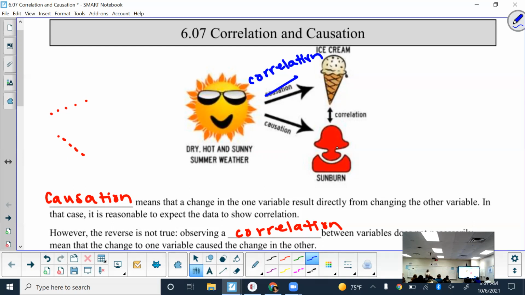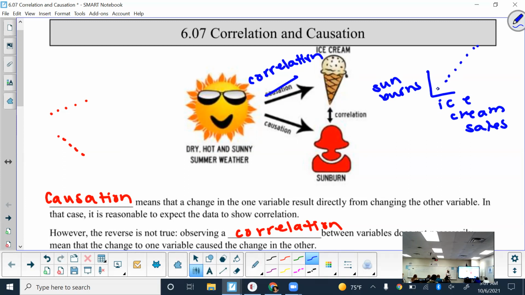causes the sunburn. Now, we did say ice cream sales increase in the summer, sunburns increase in the summer. So there is a correlation between the two. If I plotted it on a graph, so ice cream sales and sunburns, and I know sunburns is one word, but I'm going to split it up. And sunburns, the correlation would probably look like this.